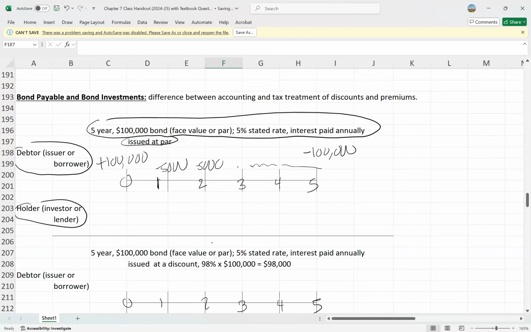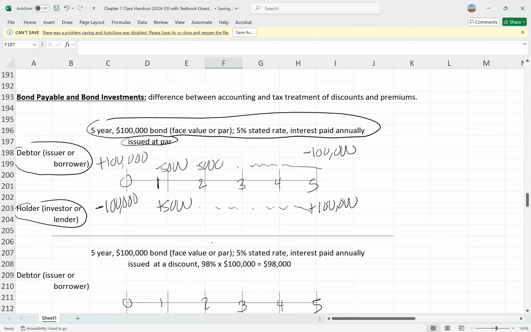From the investor or the bondholder's perspective, they're going to buy the bond, so they're going to pay 100,000. At maturity, they're going to get back 100,000. And then they're also going to get this interest income of 5,000 every year for 5 years. So that's when the bond is issued at par.